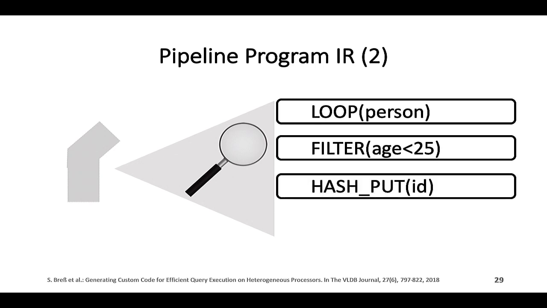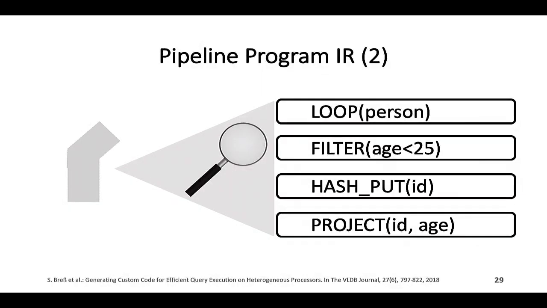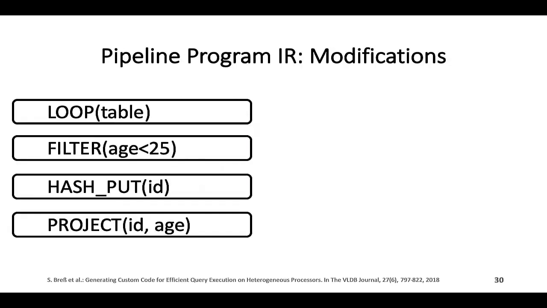Then we have a hash build instruction, or hash probe instructions, to implement more complex queries. So assuming larger join queries, where you want to perform a hash join, you need these kinds of primitives to support that. And finally, we need to write the result and project out the fields of the input tuples to the output. We take this pipeline program now as a representative.